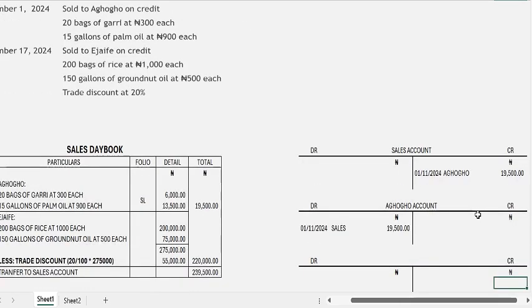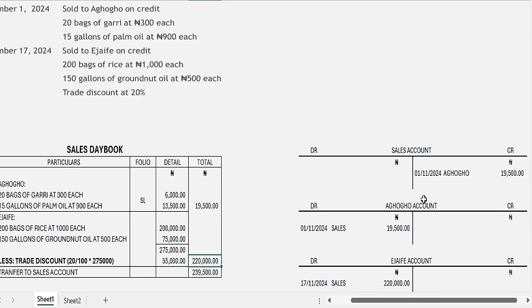So the second one is sold to HIFA. So it's going to affect sales and HIFA. Already you have the sales account here, so you need to open an account for HIFA. HIFA is the one receiving the goods. So capture the detail on the 17th of 11/2024. There was a sale to him, referencing sales. How much is this? After removing the discount, you have 220, this value here.